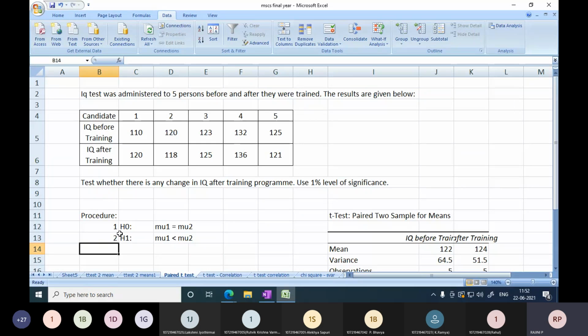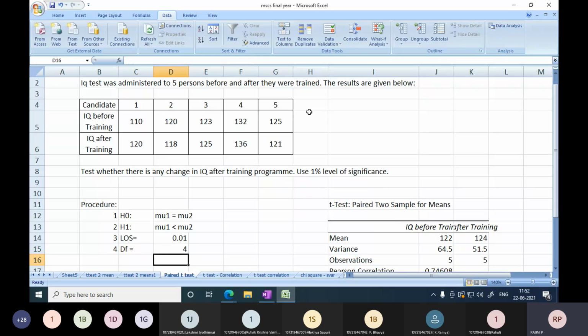Then move to step 3. What is step 3? Level of significance. What is the level of significance they gave? 1%, 0.01. And then the fourth step: degrees of freedom. What is the degrees of freedom? n-1. Is it n-1 or n-2? It is n-1, 5 minus 1. So you just check it. It is 4.